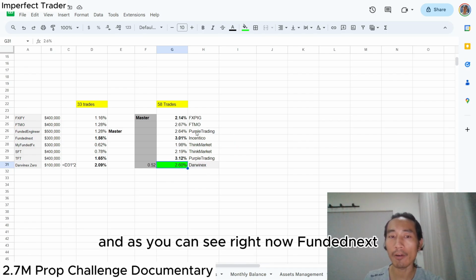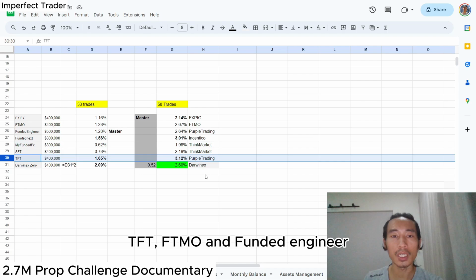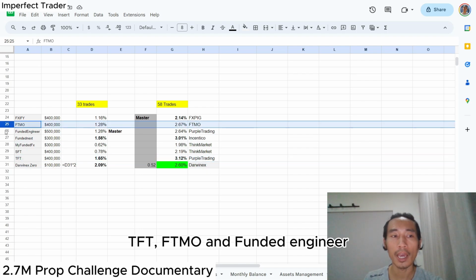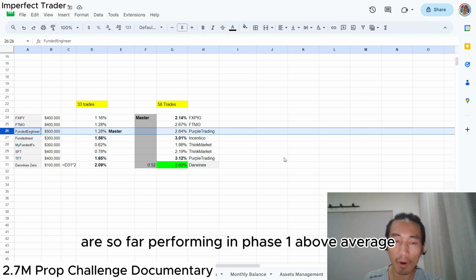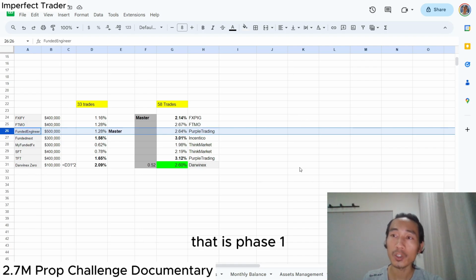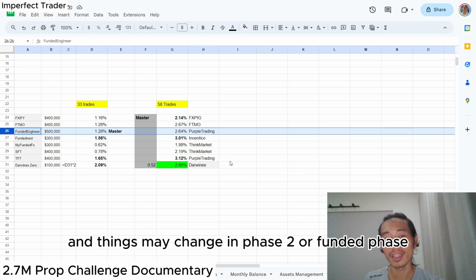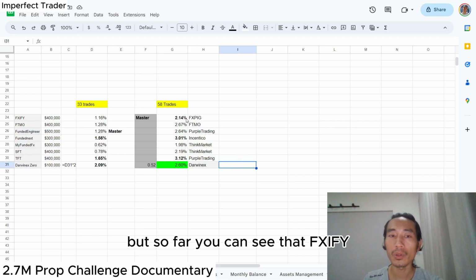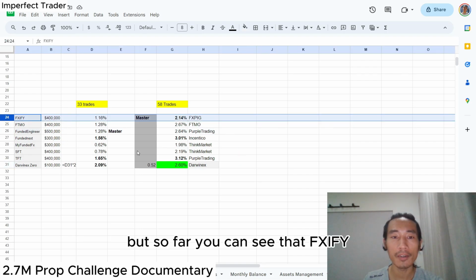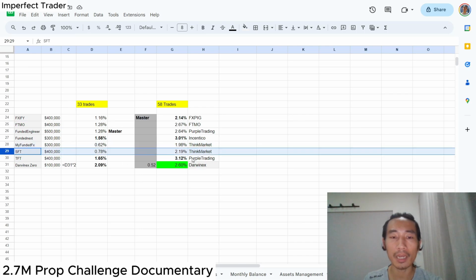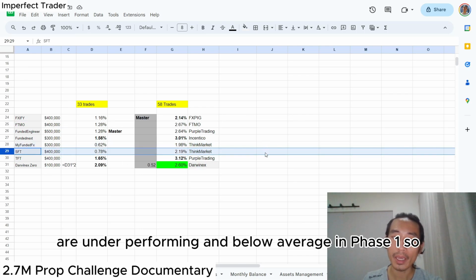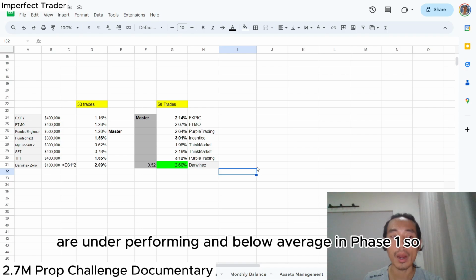As you can see right now, the next, TFT, FTMO, and the engineer are so far performing above average in phase one. That is phase one, I say it again, that is phase one, and things may change in phase two or the funded phase. But so far you can see that FXify, MyFX FX, and NFT are underperforming and below average in phase one.